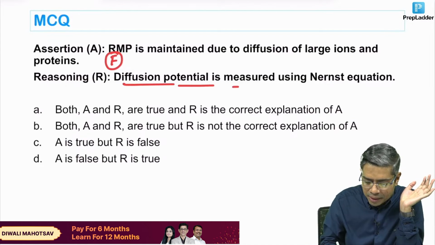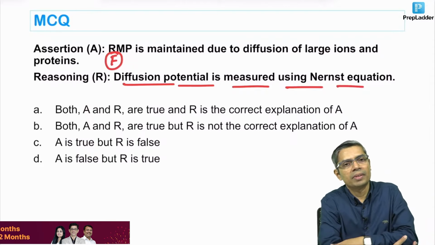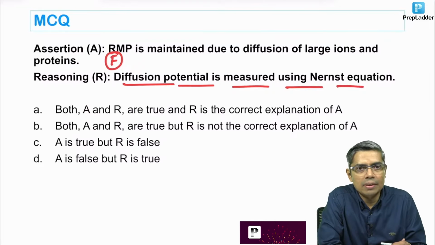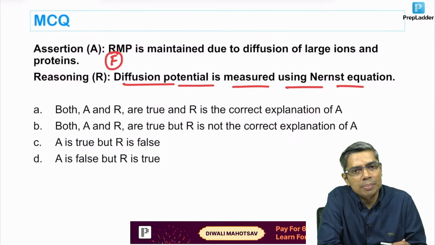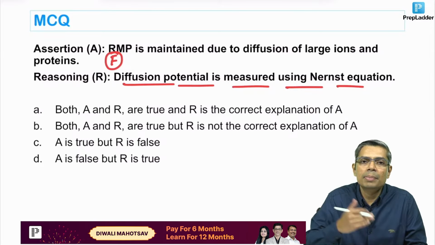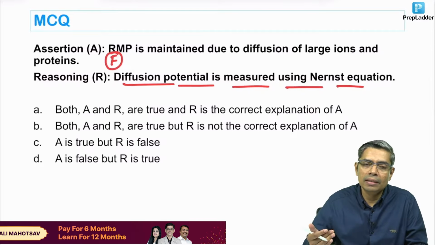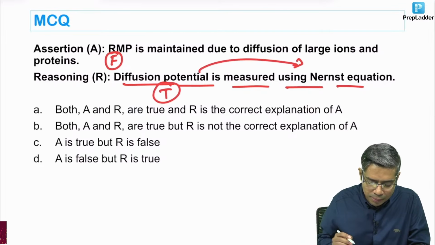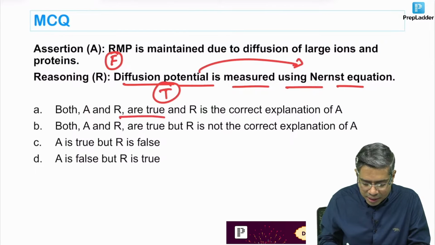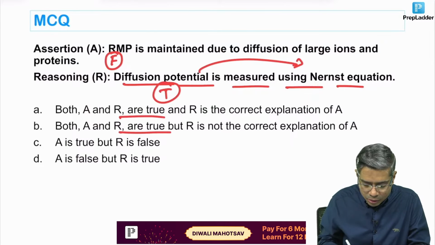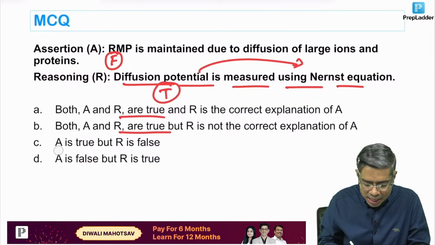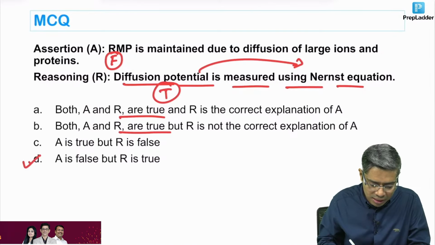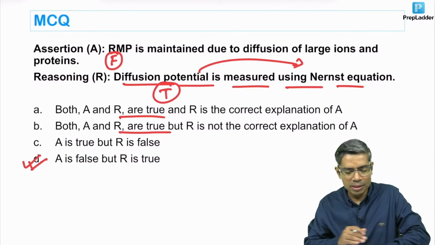Diffusion potential is measured using the Nernst equation. What does the Nernst equation measure? It is for the isoelectric potential or equilibrium potential, which is the potential generated by the diffusion of an ion through the cell membrane. That is also known as the diffusion potential. So this is true. So the answer is: A is false, but R is true. D is the answer of this question. I believe all of you got it.